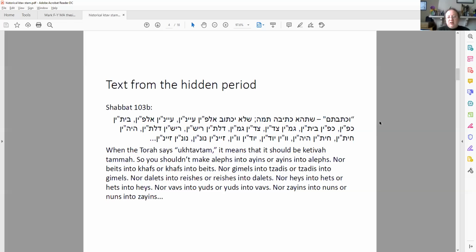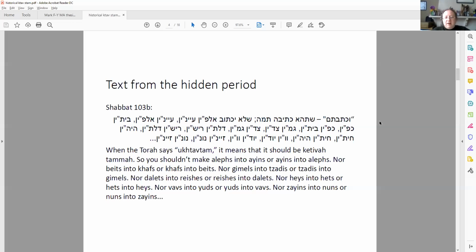Don't make aleph into ayins or ayins into alephs. Don't make bets into kafs or kafs into bets. Don't make gimels into tzadis or tzadis into gimels. Don't make dalits into rashis or rashis into dalits, hays into chetz, chetz into hays. Don't make vavs into yuds or yuds into vavs. Don't make zayins into nuns or nuns into zayins. And it goes on a bit. So it's concerned with stomping out ambiguity.